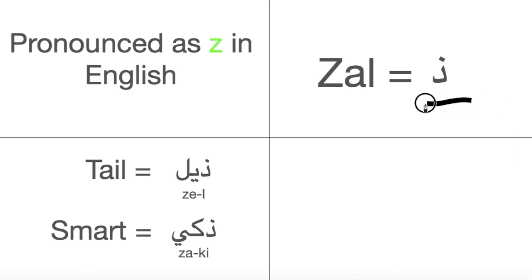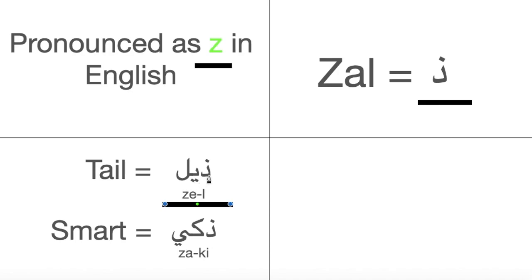Zal. Zal. Zal, pronounced as Z in English. Zal as in Zail. It's very close to English. Zail means tail.